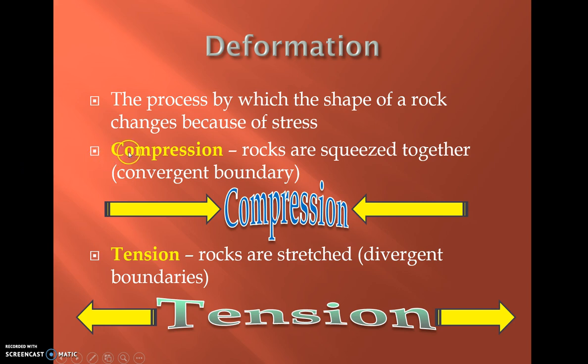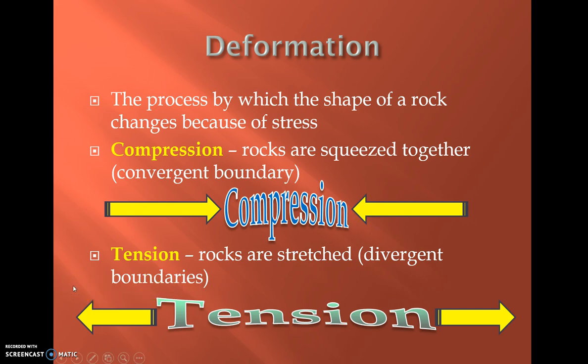Compression is the first type of stress that we have. It's when rocks get squeezed together. So that's when, like the arrow shows, you have two pressures coming towards each other and squeezing everything together. This happens at a convergent boundary. And again, if you look at the arrows and those arrows were plates, you would see that they're about to hit each other and collide. So compression goes with a convergent boundary.